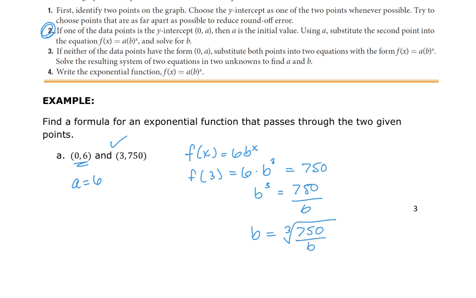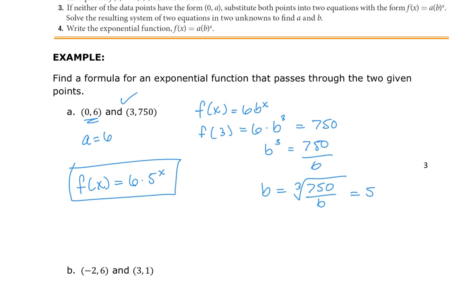Get my calculator out for that. So just give me a moment to type that into my calculator. And I get 5. So my function is f of x is equal to a, which is 6, multiplied by 5 raised to the x. That's not too bad. Let's take a look at the next one.